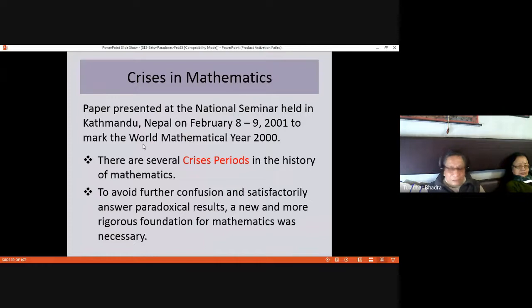And now I have to relate this, because now I'm telling something about crisis in mathematics. The articles and materials here are based on the paper presented at the National Seminar held in Kathmandu, Nepal on February 8 to 9, 2001 to mark the World Mathematical Year 2000. So in Nepal, it was celebrated in February only. There are several crisis periods in the history of mathematics, so I am quoting from this article. To avoid further confusion and satisfactorily answer paradoxical results, a new and more rigorous foundation for mathematics was necessary.